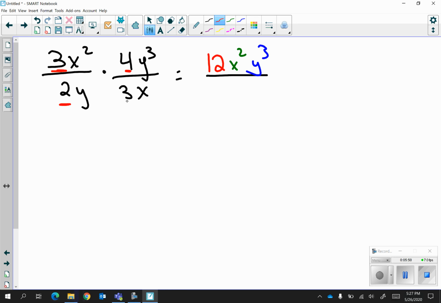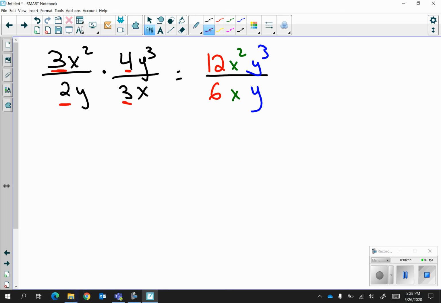On the bottom, you're going to multiply your coefficients in the denominators. You have 2 times 3 is 6. From there, y times x is xy. We just typically write these in alphabetical order for the variables to keep things neat. Now you can actually go and simplify.